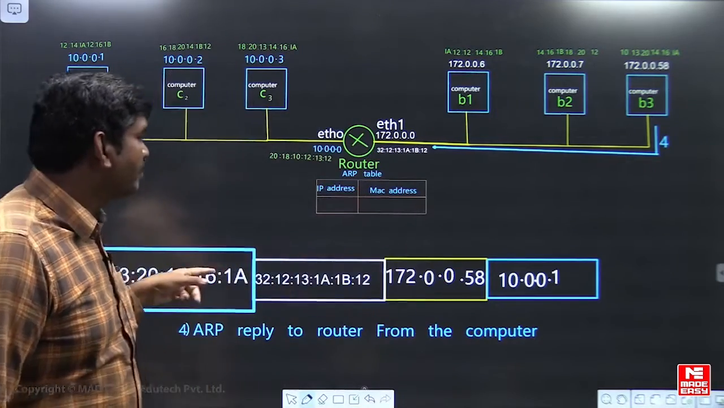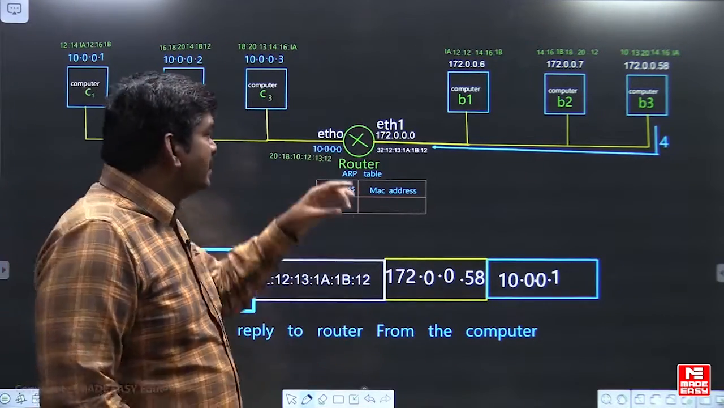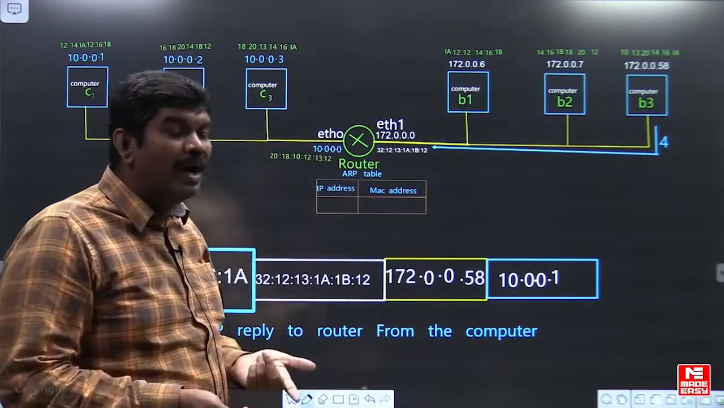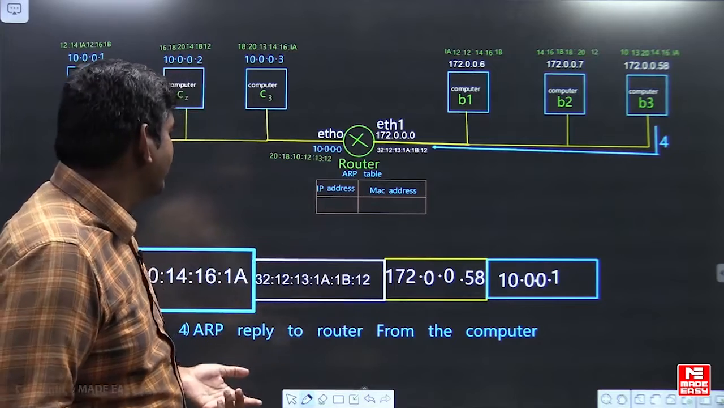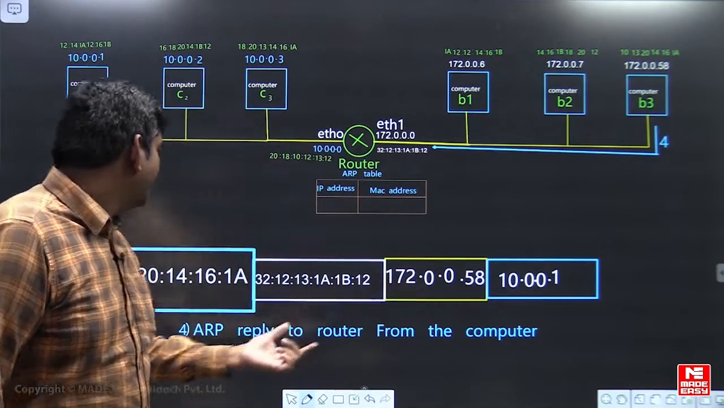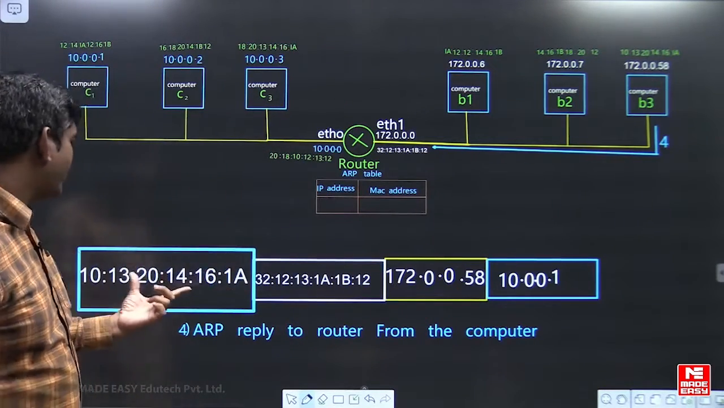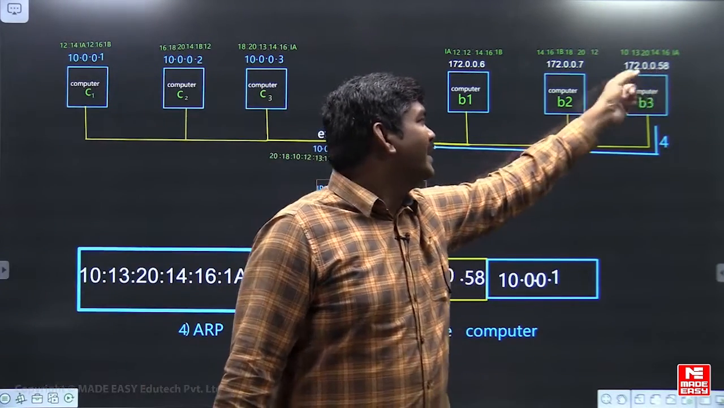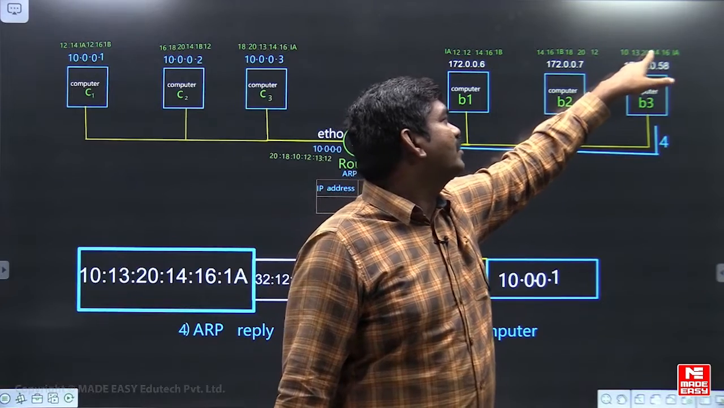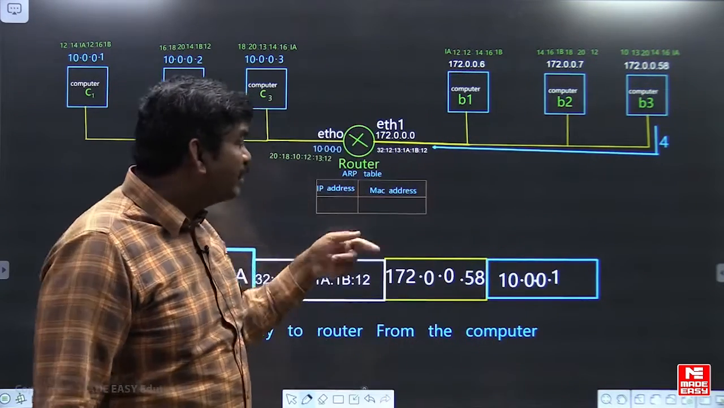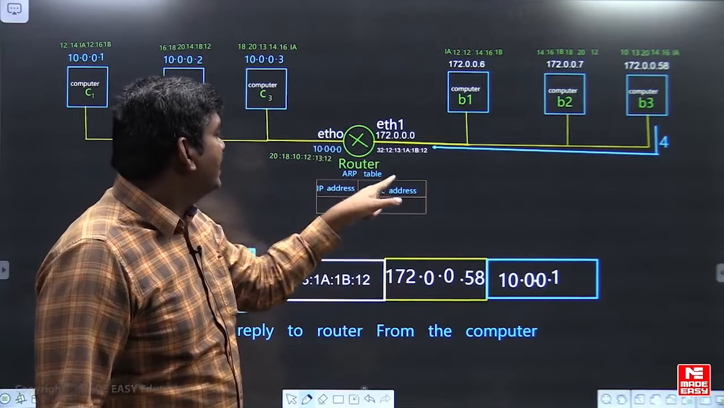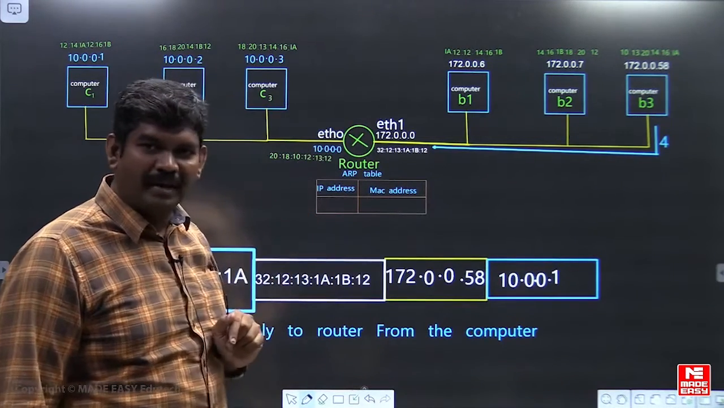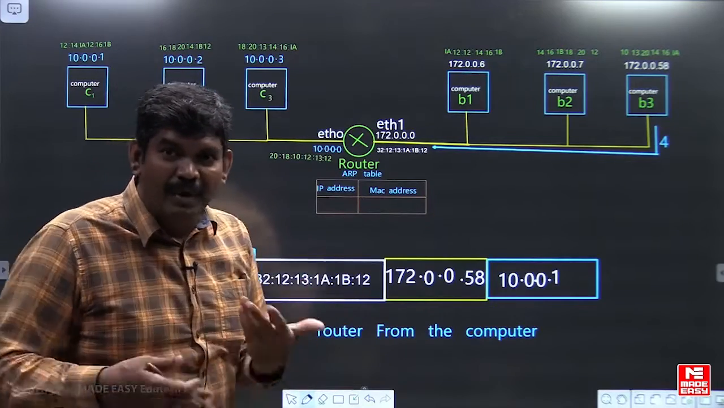Once you get a reply, what would be the fifth step? Previously this router's ARP table, the address registration table, is empty. It is going to update now. How is it going to update? That so and so IP has so and so MAC address. 172.0.0.58 has a MAC address of 10.13.20.14.16.1a. That is going to be updated in this ARP table by the router. Previously it is empty, now it is going to update. That is the fifth step.